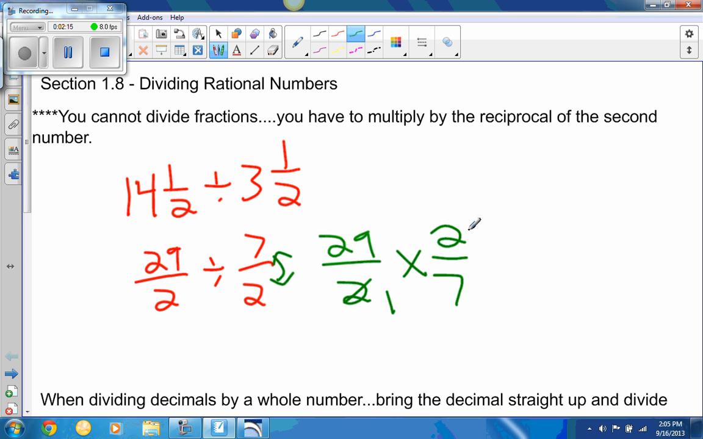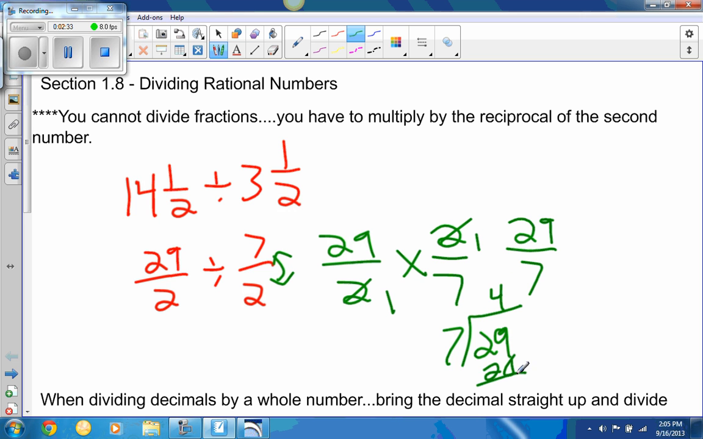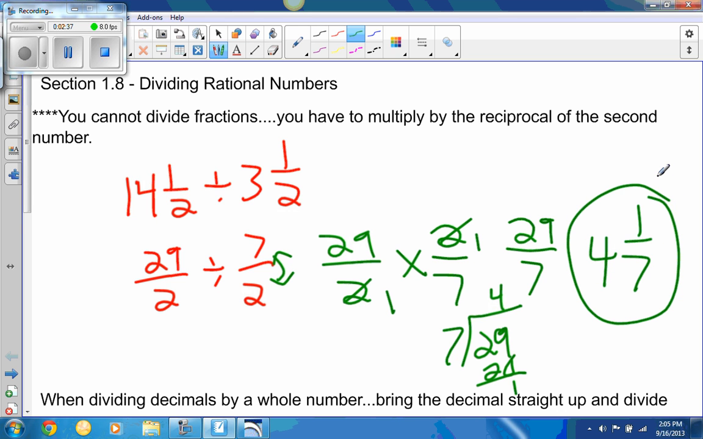2 divided by 2 is 1, 2 divided by 2 is 1. 29 times 1 is 29. 1 times 7 is 7. Then I need to turn it back into a mixed number. So 7 goes into 29, 4 times. 1 left over. So it would be 4 1/7 for my answer.